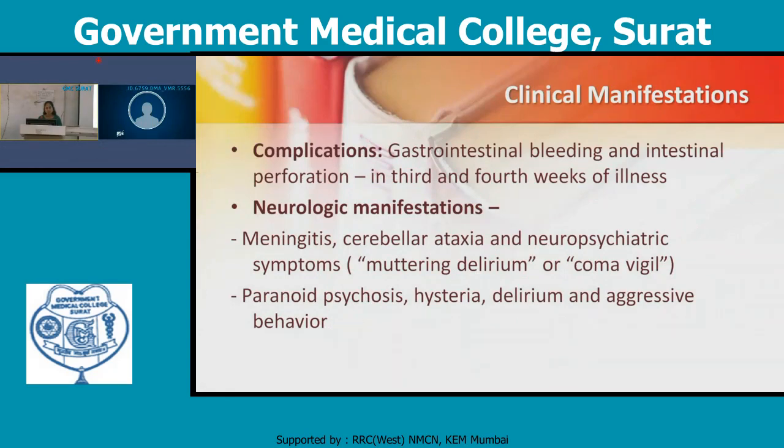Neurological manifestations: muttering delirium or coma vigil. Symptoms include meningitis, cerebral ataxia and neuropsychiatric symptoms. Paranoid psychosis, hysteria, delirium and aggressive behavior occur.